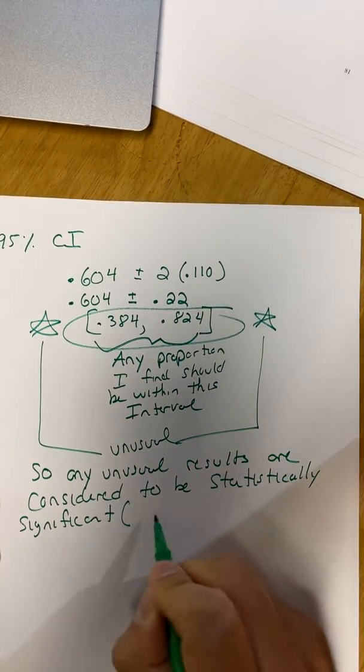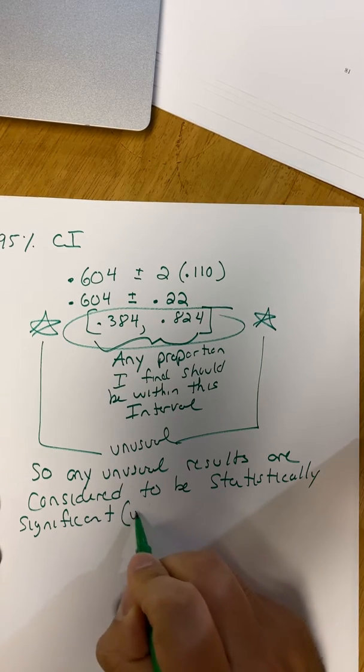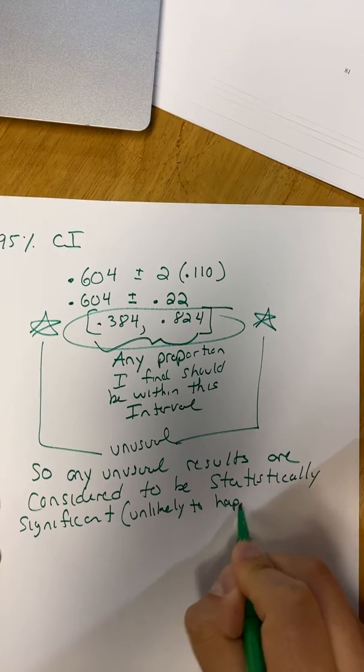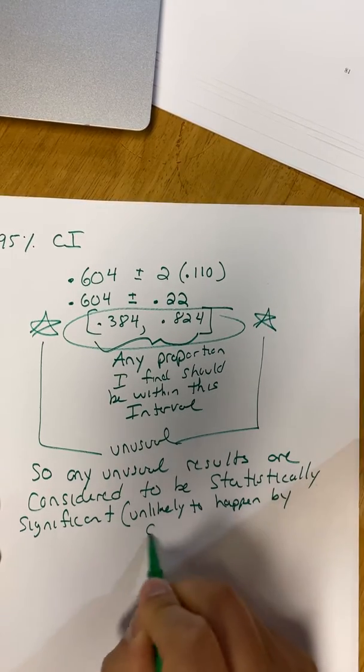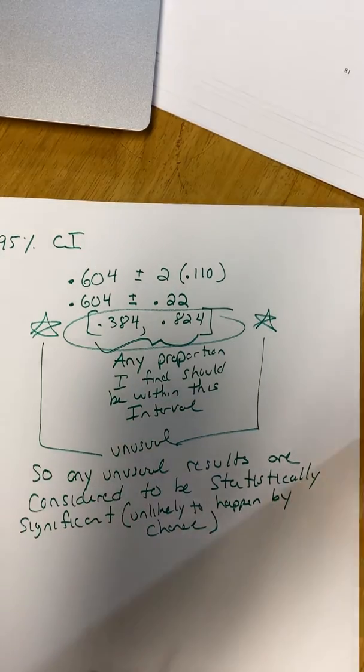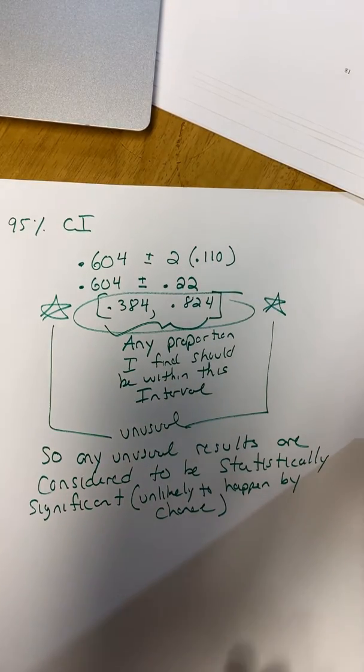Now, statistically significant means it was unlikely to happen by chance. Within the random assignment or within the random sampling, it was unlikely to happen by chance. Like, well, I doubt you just randomly found that.